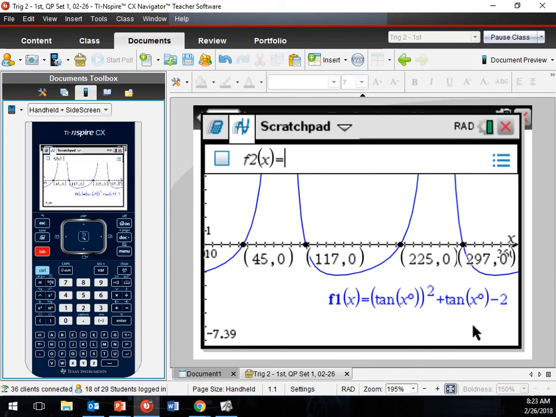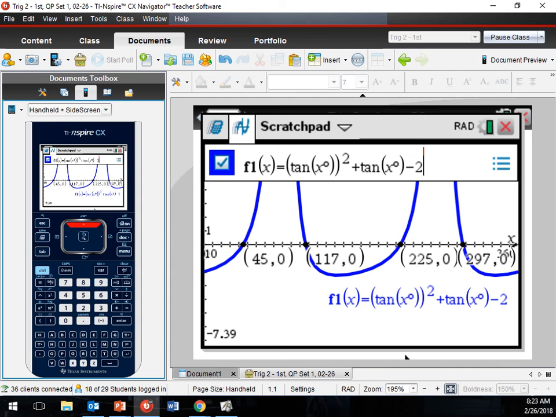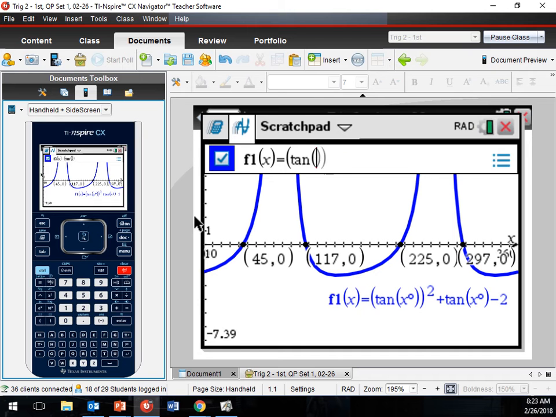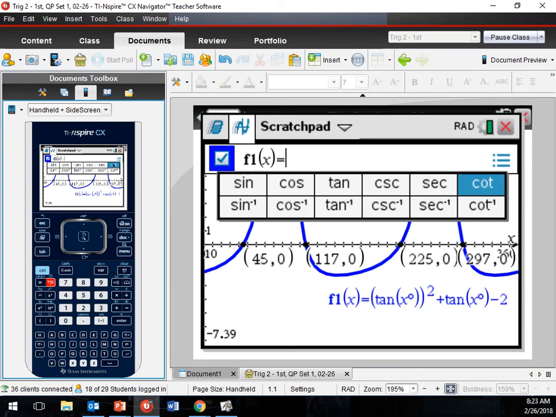Right here it says F2. You have to go back and get rid of the problem that's already there. You can also just hit delete while you're on the problem. Control clear. Yeah, you can, but I'm trying to show you. This is basic right here. So that's gone, and now it's going to be my cotangent.